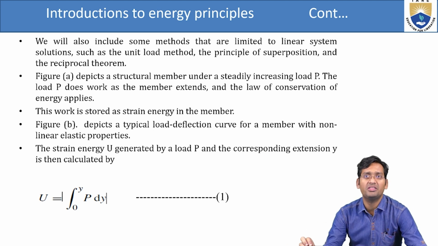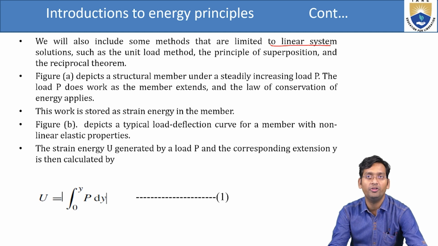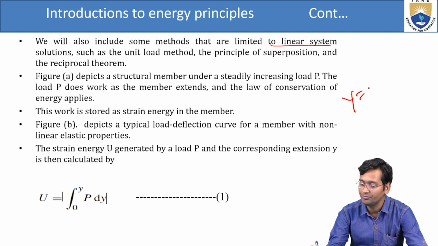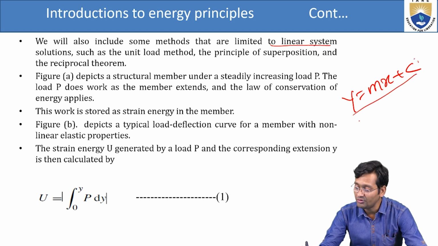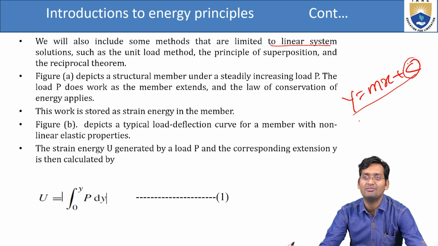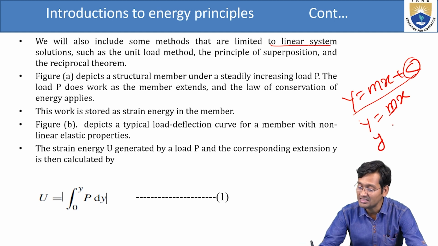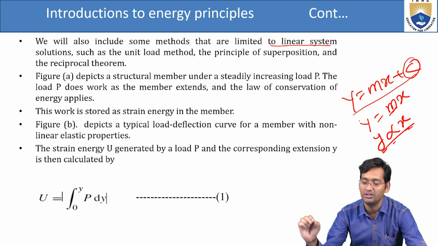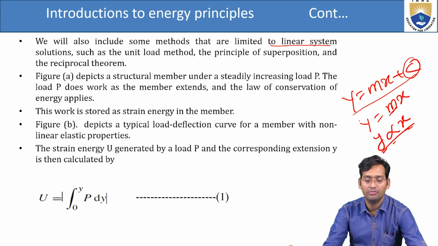We will also include some methods that are limited to linear system solutions. So linear system. What is the meaning of linear? Suppose y equals mx plus c. So this is a linear equation, or equation of a straight line, right? If this c is constant or 0, meaning the y-intercept is 0, then we can say directly y equals mx, where m is the slope. So now we can say y is directly proportional to x. So if y will increase, x will increase, right? For that type of system, we can find easily.